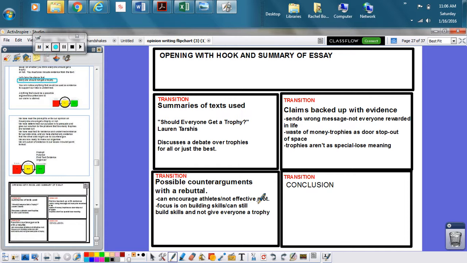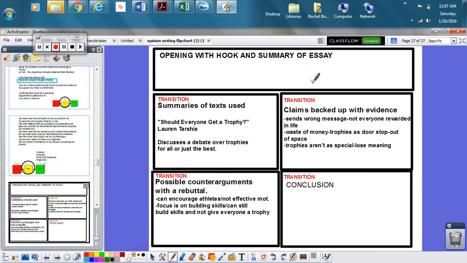As I move down to here, I'm putting counterarguments or counterclaims that the other side might say. So people who disagree with me are going to say that everyone getting a trophy can encourage athletes. But I want to jot down an argument back to their counterclaim. So that's my rebuttal. It's not effective motivation. My opponent also might say that if everyone gets a trophy, the focus is on building skills. That's their counterclaim. And then I am going to say, but they can still build skills and not give everyone a trophy.